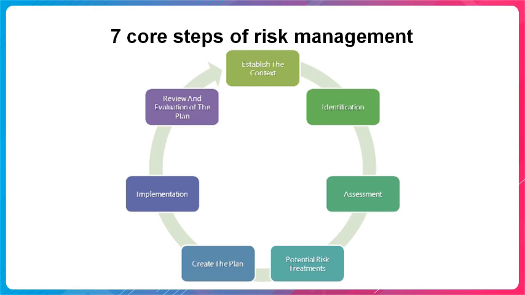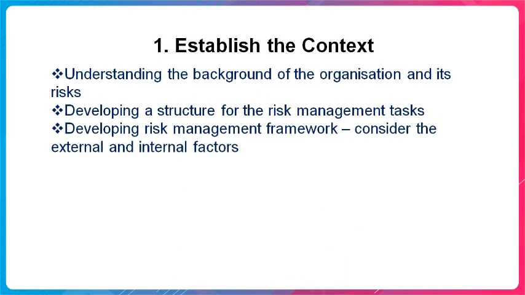Now we see 7 steps in implementing the RM framework or process. Number 1, establishing the context. Establishing the context is concerned with understanding the background of the organization and its risk and developing a structure for the risk management task. Many of the internal and external parameters that constitute an organization's context are similar to those considered when developing the risk management framework.